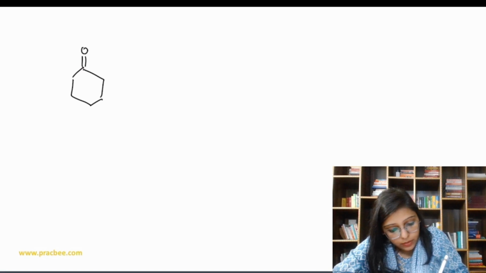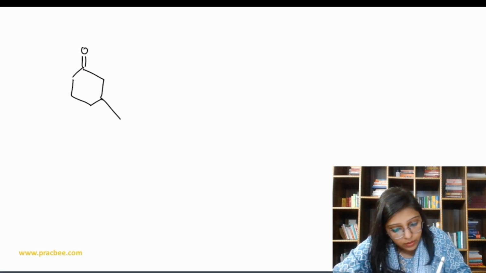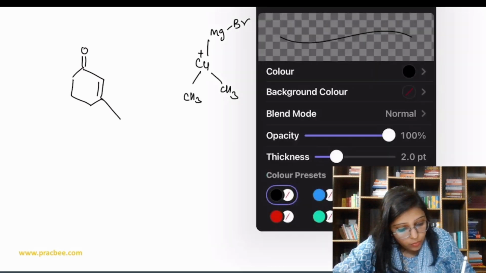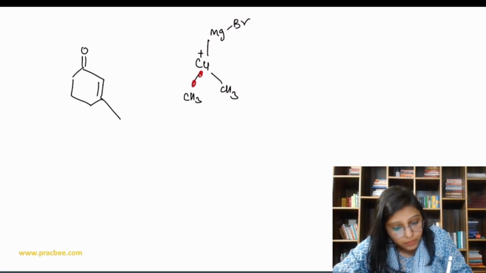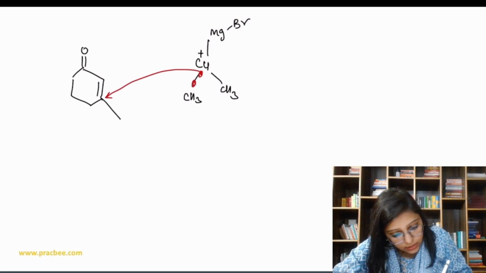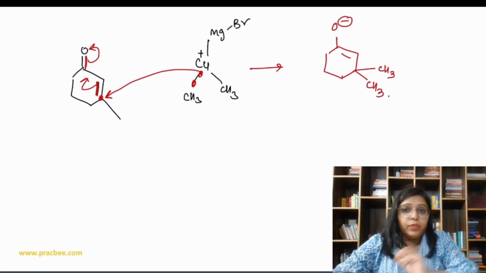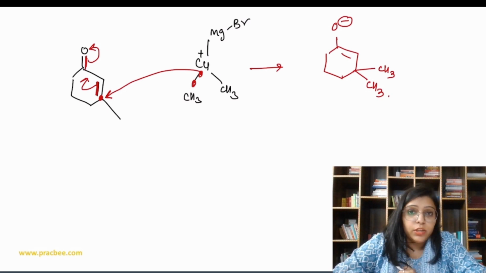We have the double bond, and here we have Cu positive. Here we write MgBr, here we write CH3, and here we write CH3. Now this methyl group attacks on this carbon. The electrons of this bond shift over here, and the electrons of this bond shift to O minus. So we get this O minus, and here we write 2 CH3.